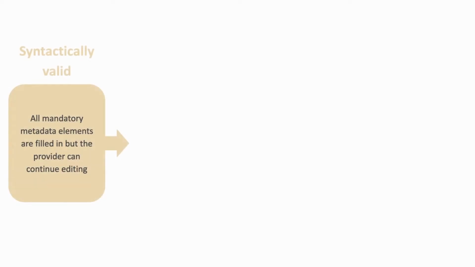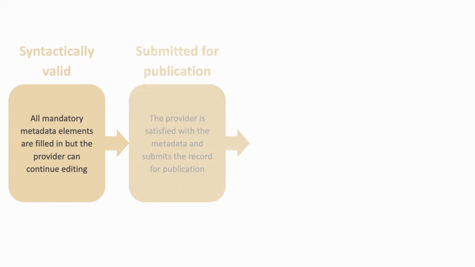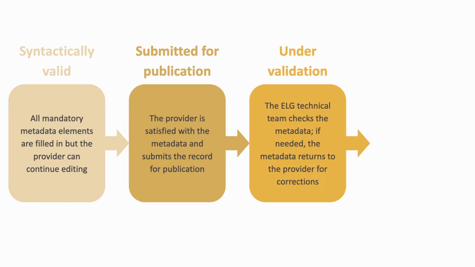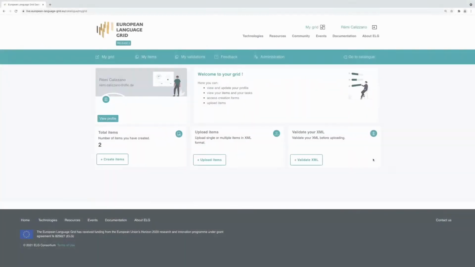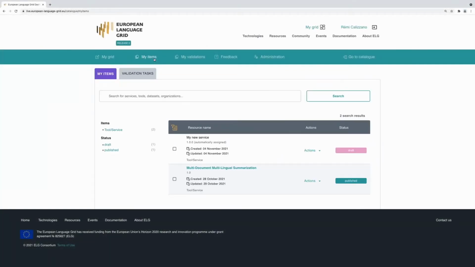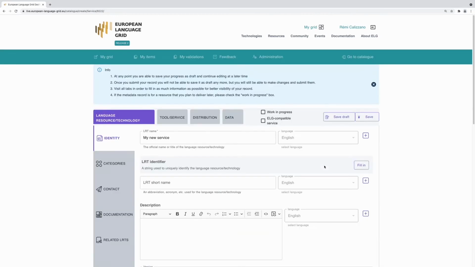Once your resource is created and syntactically valid in terms of its internal XML structure, you submit it for publication. The ELG technical team will review the metadata and either approve it or contact you in case some of the data is missing or incorrect. Your items and their current status can be seen in the My Items section, whether they are published, submitted for publishing, or validated. Here you can edit them or submit them for publication. Once a resource is successfully published, it cannot be edited anymore.